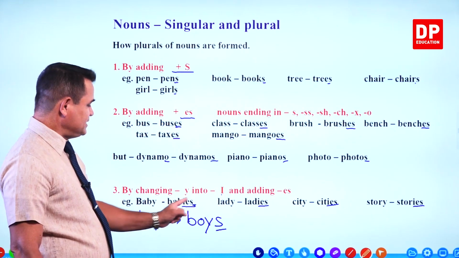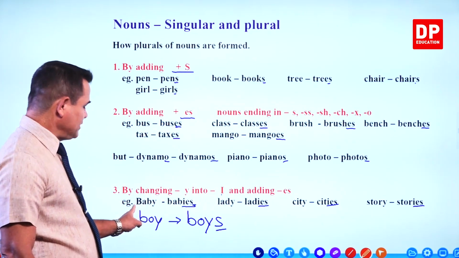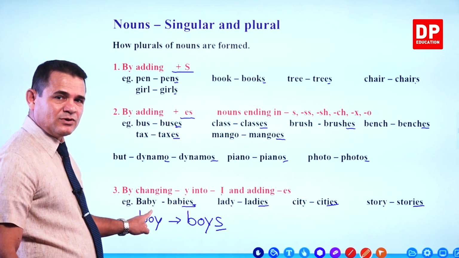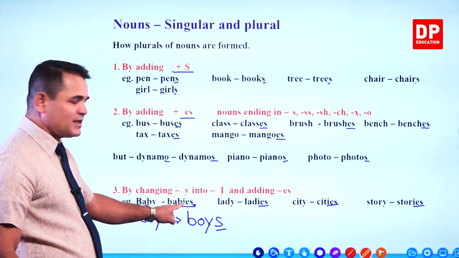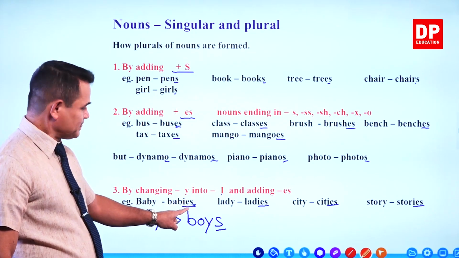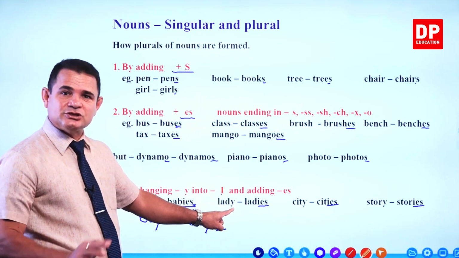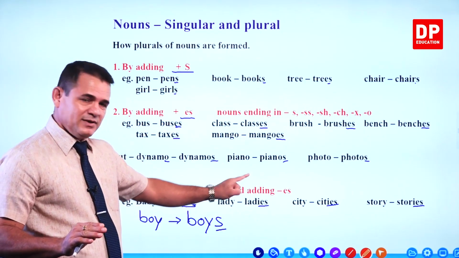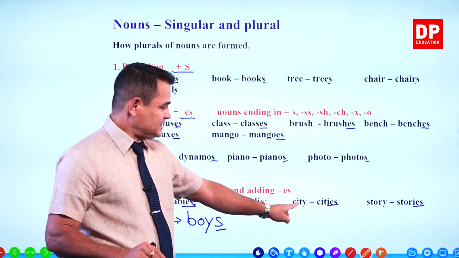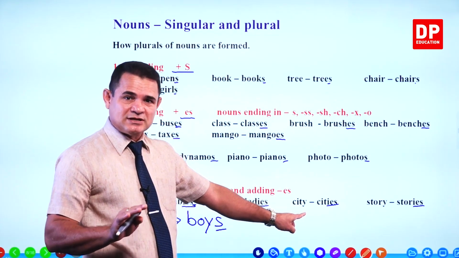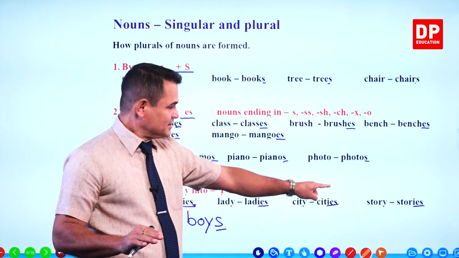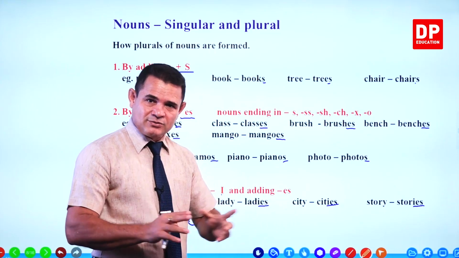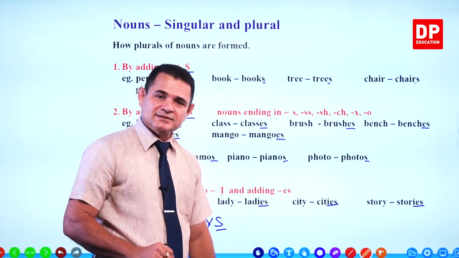So in these words, look: baby, B-A-B-Y. B is not a vowel, it is a consonant, so we added IES. Lady. D is not a vowel, so we applied this rule. City. T is not a vowel, it is a consonant. Story. R, the letter before Y, is not a vowel either, so we remove the Y and add IES.